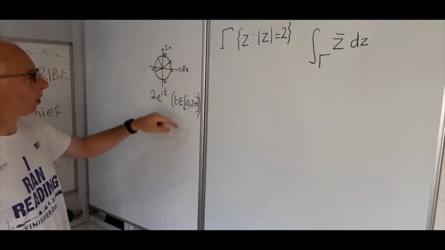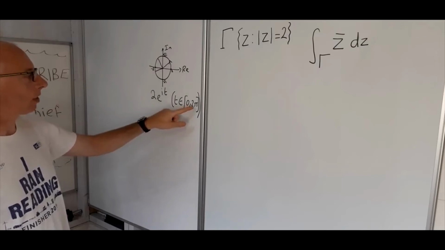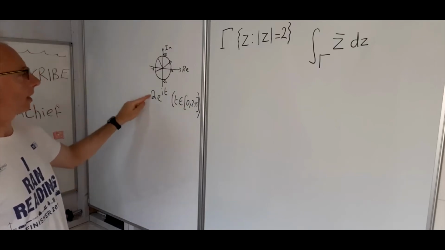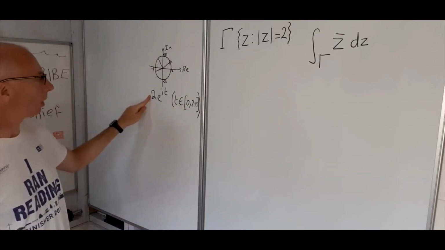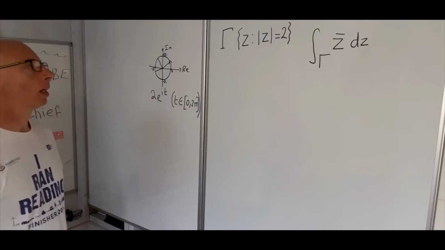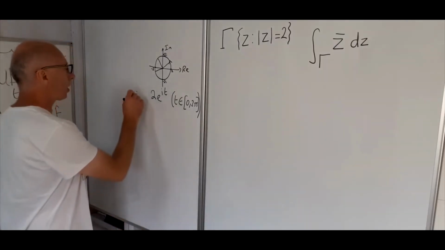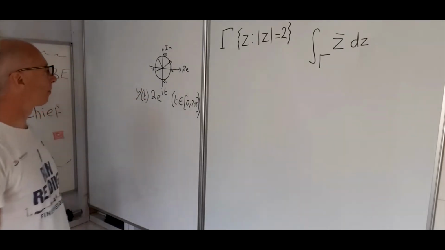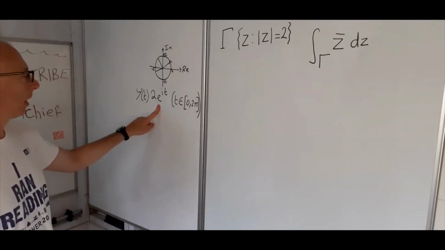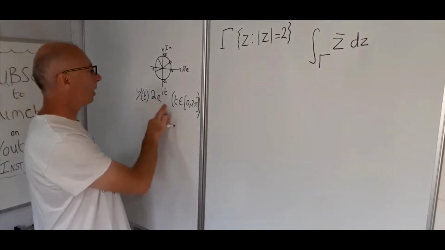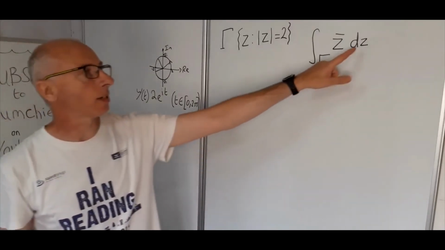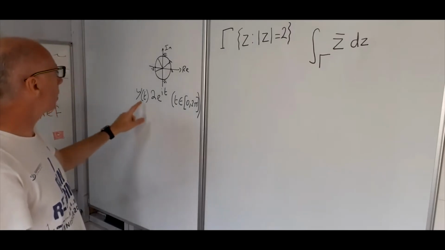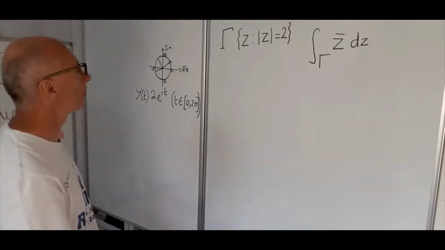So that will give us that direction there, anti-clockwise. If we want to go clockwise, we go from 2 pi to 0, then we have to put a negative in here. So that would be negative 2e to the it. Okay, so now we call this gamma of t. So that's what we have here now. Now we need to go into the t world, to take the dz to the dt, we need to take the derivative of this.